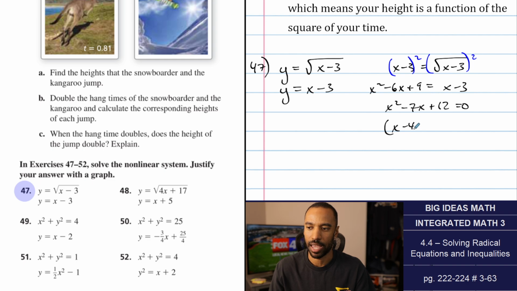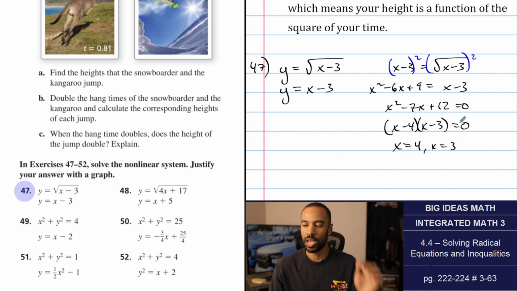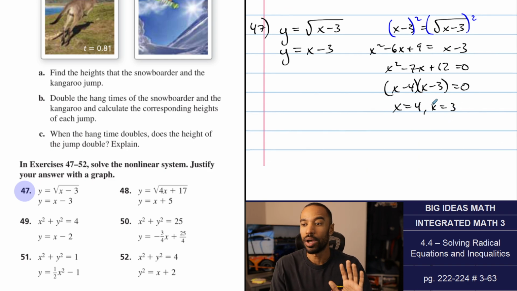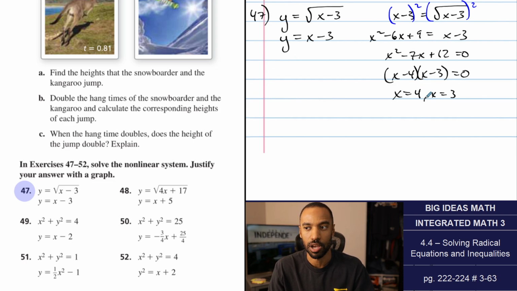Solve your quadratic. You get x minus 4 times x minus 3 equals 0. So x equals 4, x equals 3. Now let's double check these. In fact, no, you know what? In fact, they said solve the system.